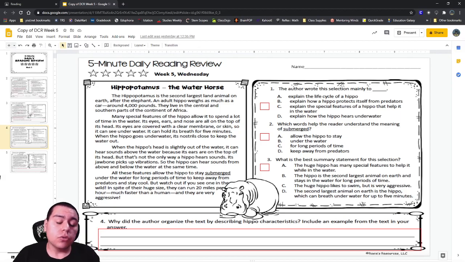Let's take a look at our story for today. Hippopotamus, the water horse.